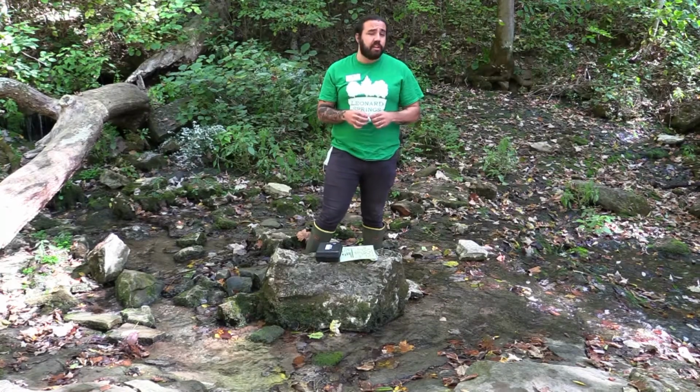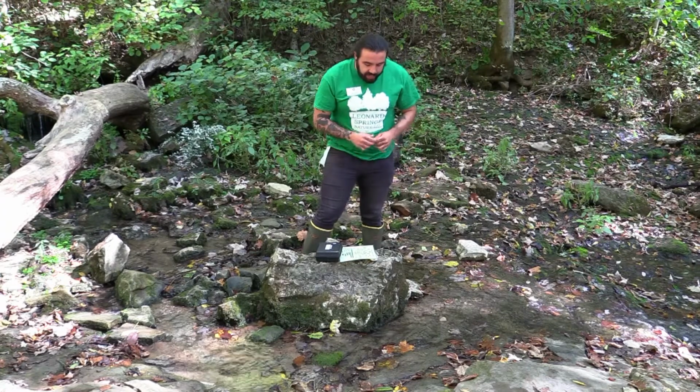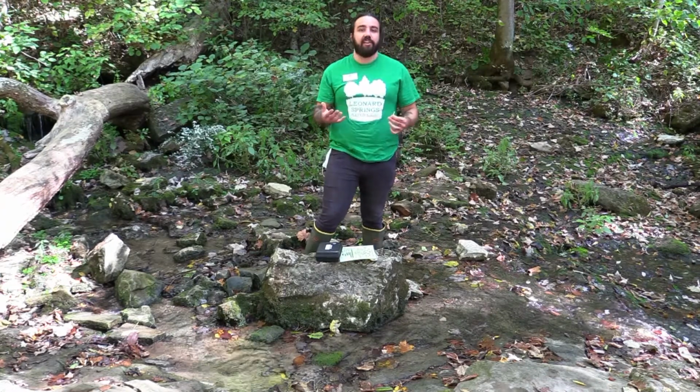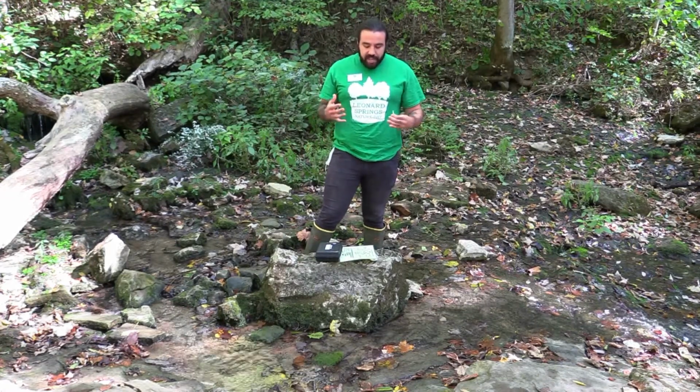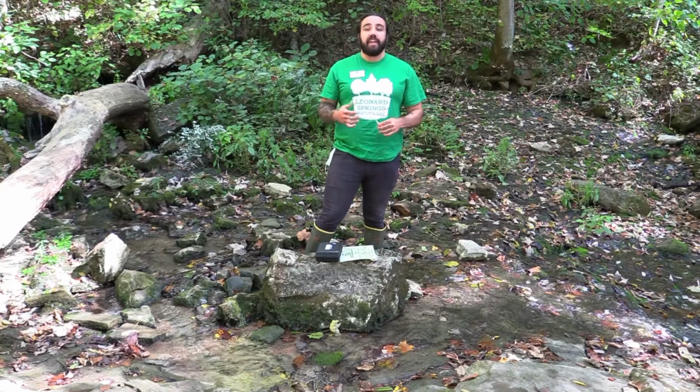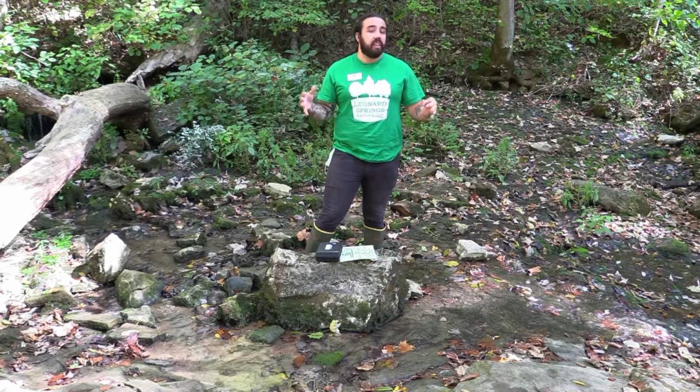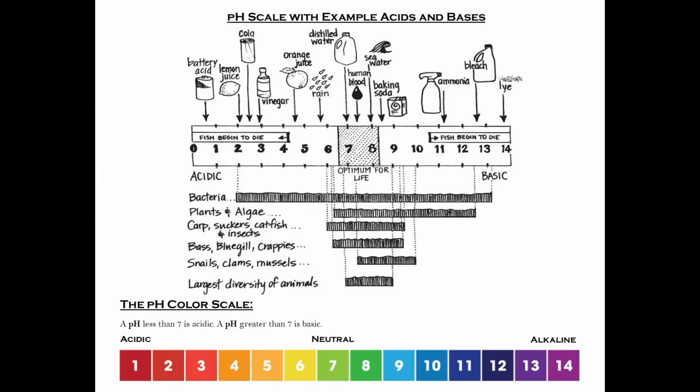Now a couple of things to note with this stream. Our pH is going to trend a little higher than normal. Typically we would expect a pH around 7, but in Indiana we see pHs closer to 8, 8.5, and that is because we have so much limestone. If you look at your chart, limestone is actually here. It's above baking soda, between an 8 and a 9. So that limestone, as it erodes, raises the pH, so it trends towards being more basic.